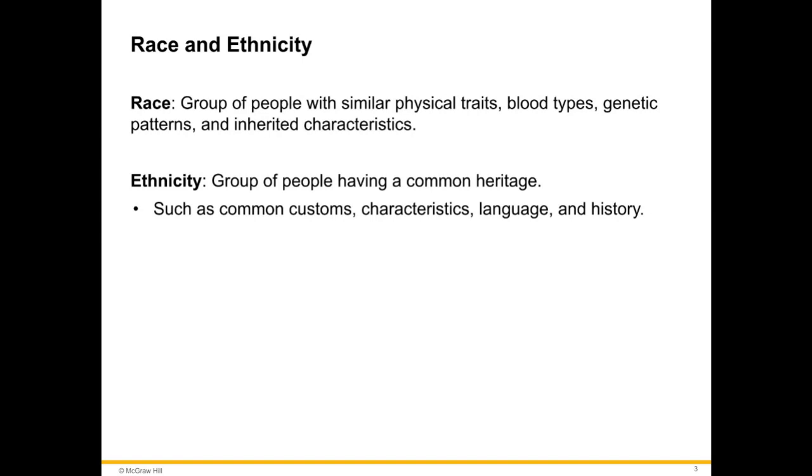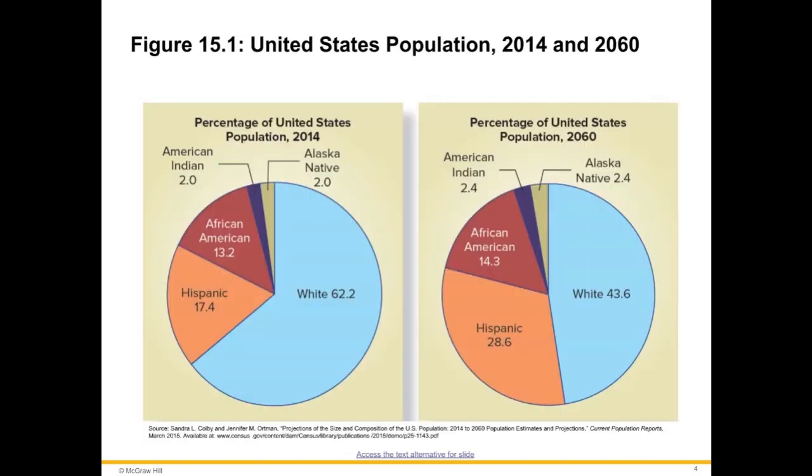Ethnicity refers to a group of people having a common heritage based on what part of the world you come from. And this also ties into customs, characteristics, language, and history. Take some time, pause, figure 15.1, the United States population between 2014 and 2016. You can see prior to 2014, it was predominantly white. Projected population is going to be predominantly ethnic, with Hispanic being 28.6, African American 14.3, American Indian 2.4, and Alaskan Native 2.4. So this is projected to change by 2016.